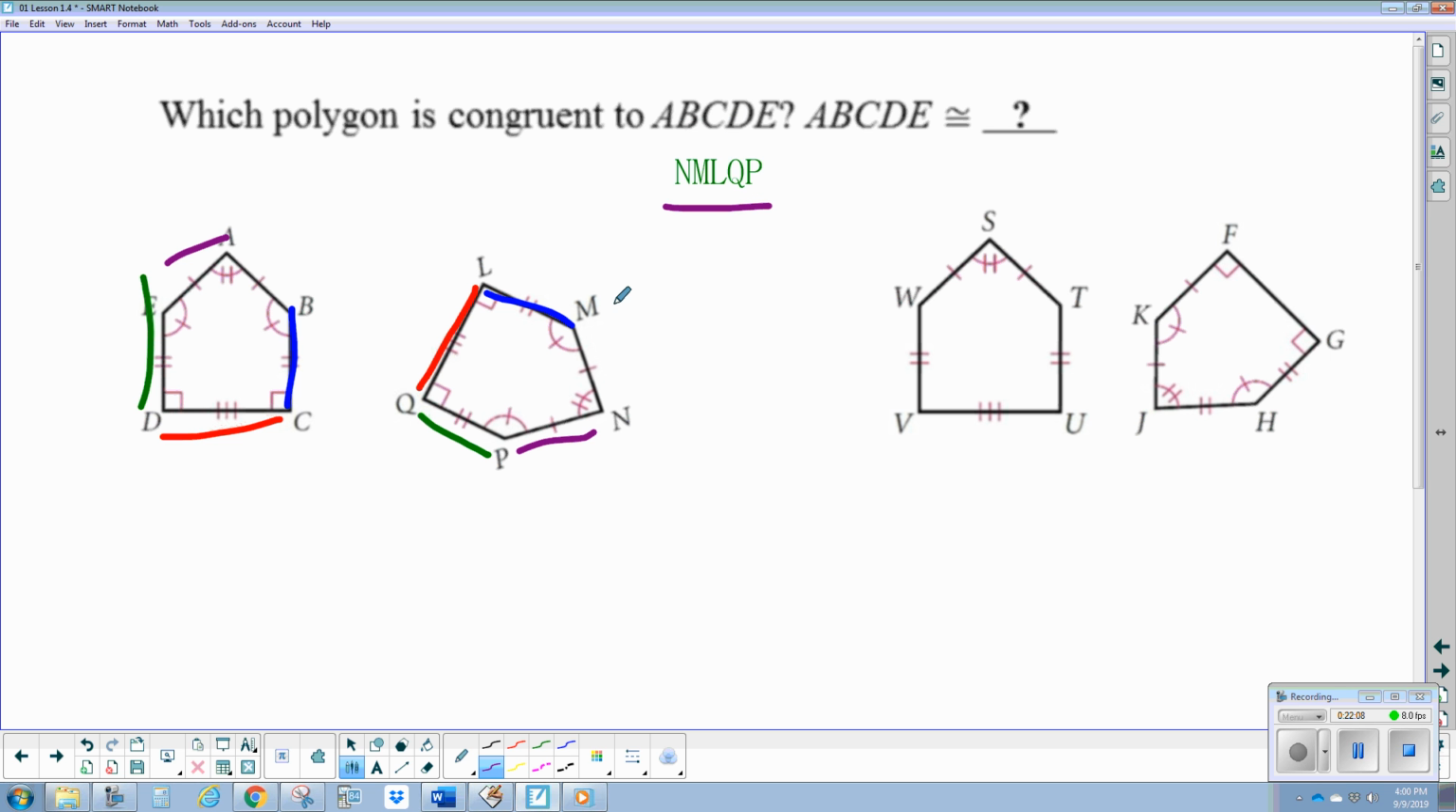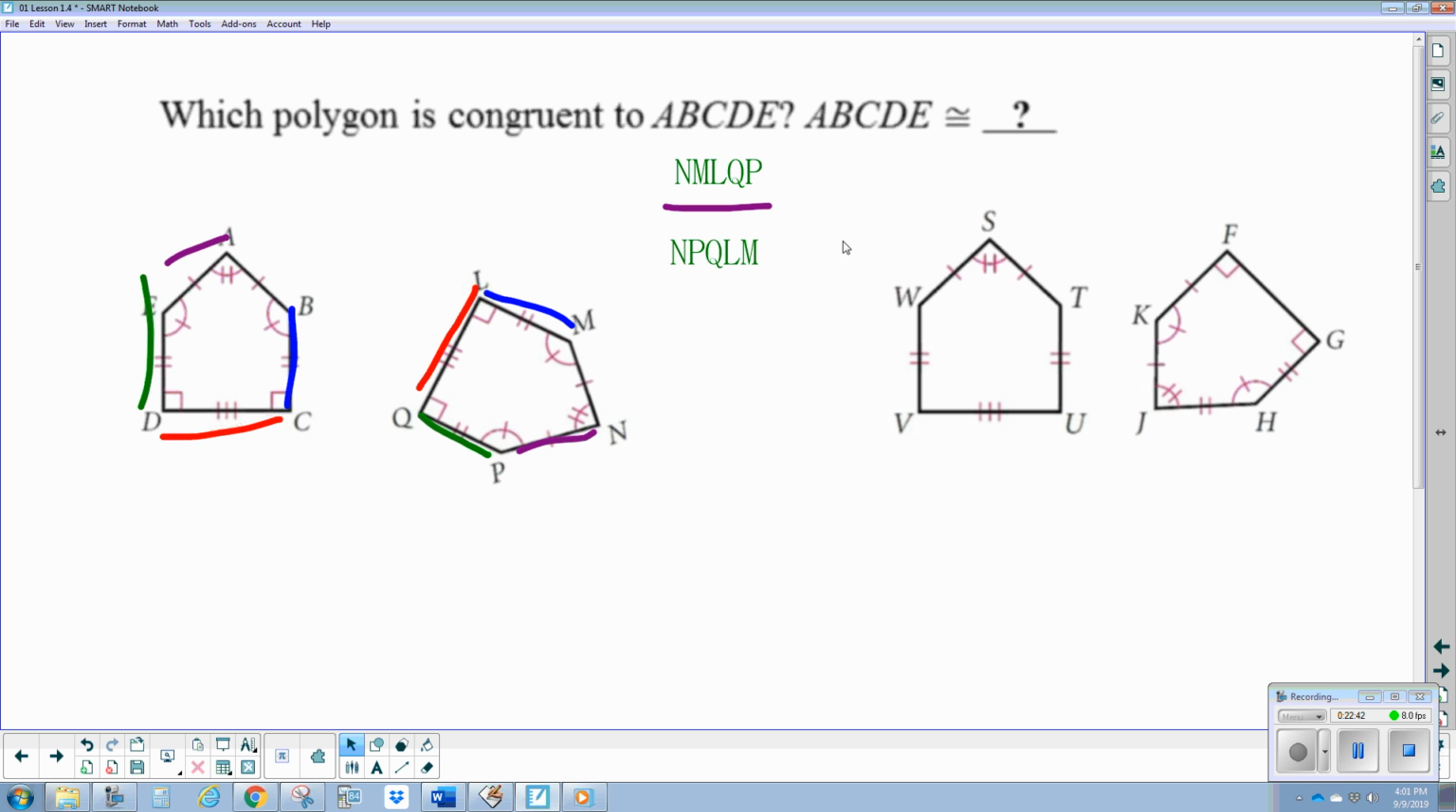You could also, on this specific one, go by naming this NPQLM. In this case, that also works, and I'll let you match up the corresponding parts, but N and A are congruent, B and P, C and Q, B and L, E and M, and the corresponding segments are all congruent. So in this case, you could write 2 different congruent statements talking about the same 2 polygons.